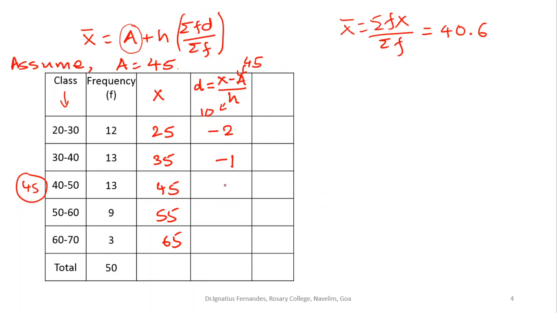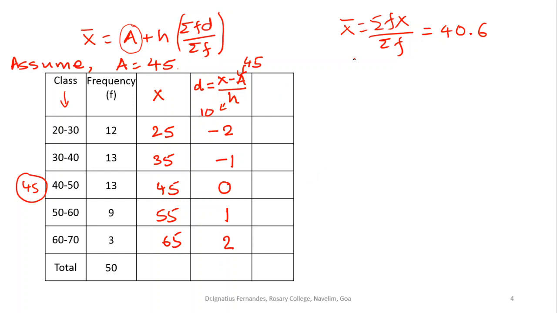45 minus 45 is 0, so you get a 0 here. 55 minus 45 is 10, and 10 upon 10 gives us 1. And 65 minus 45 is 20, and 20 upon 10 is 2. So these are the d values.